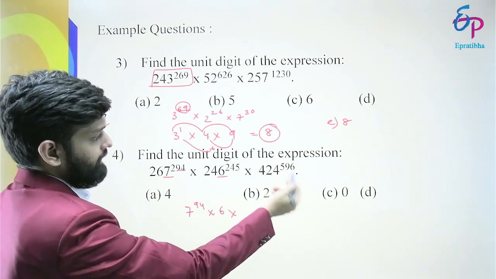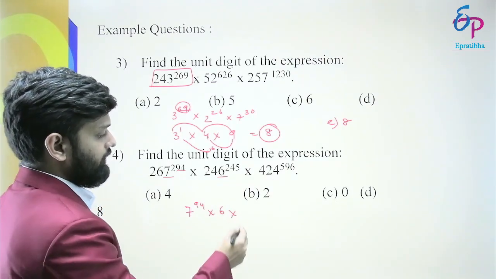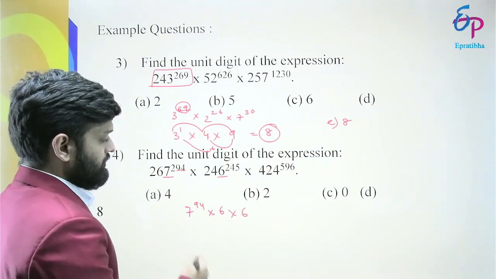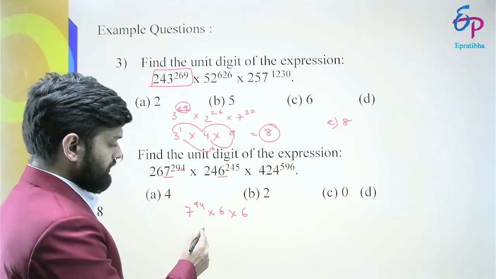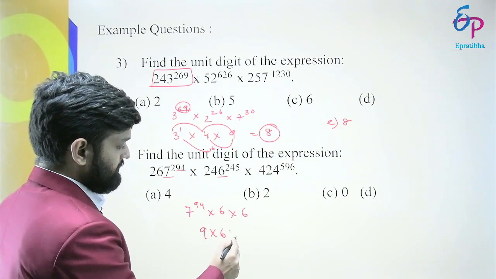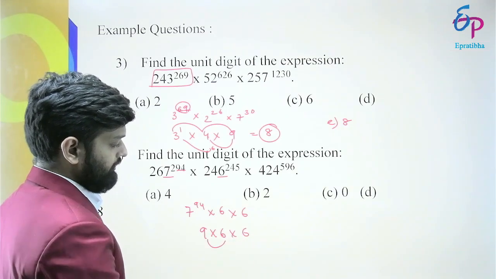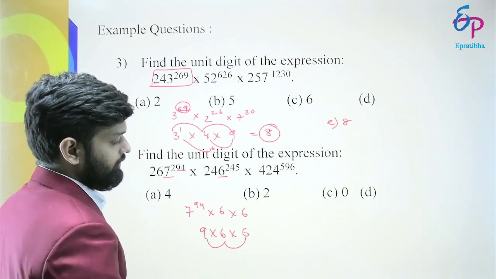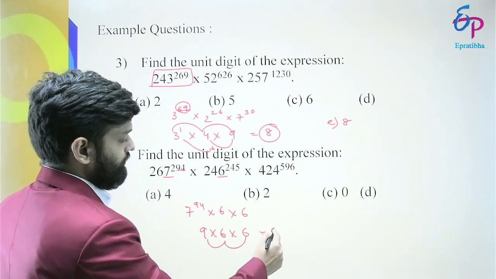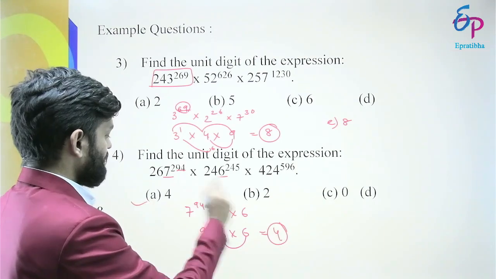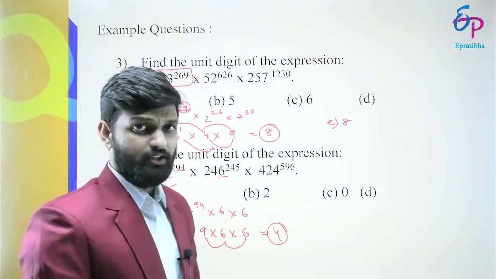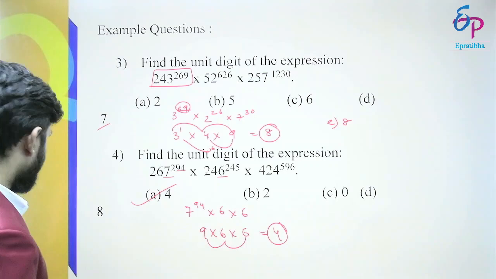Now 7 power 94 into 6 power anything is 6. 4 power even number, 4 square, it is 6 again. 7 power 94 means it is 9. 9 into 6 into 6, 9 6s are 54. 4 6s are 24. The unit digit is 4, that is the answer. Clear or not? Now moving on.